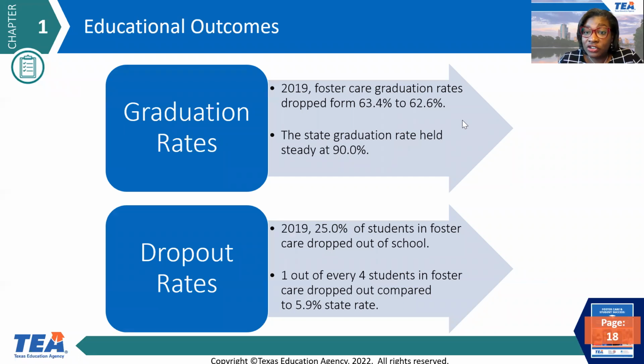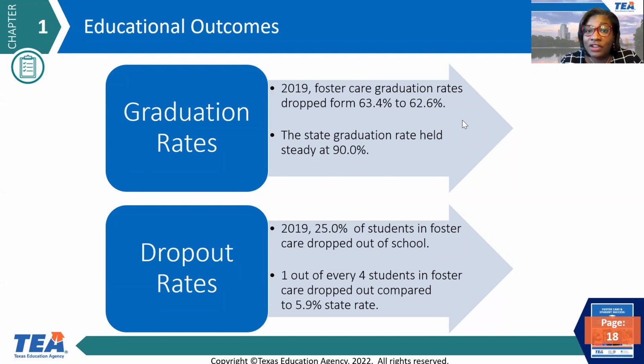So educational outcomes, along with ESSA. ESSA required us to report our graduation rates for our students in foster care and also the dropout rates for our students in foster care. This information is highly important at the local level because we are capturing the information that you are placing in PEAMS, and we're capturing it on a state level and reporting it on a national level. So please ensure that you are properly identifying your students.